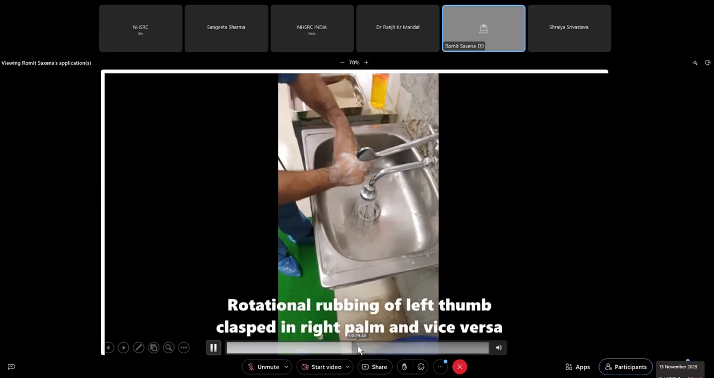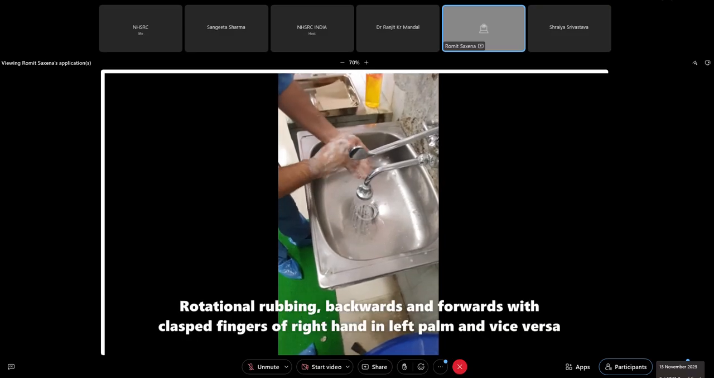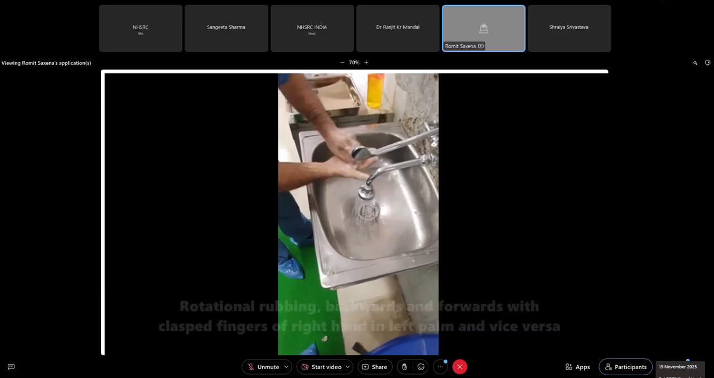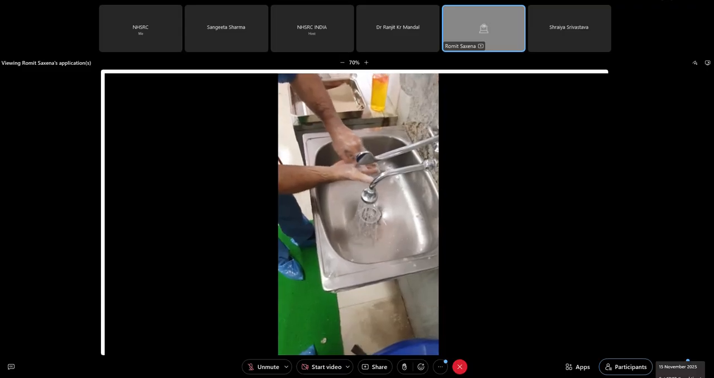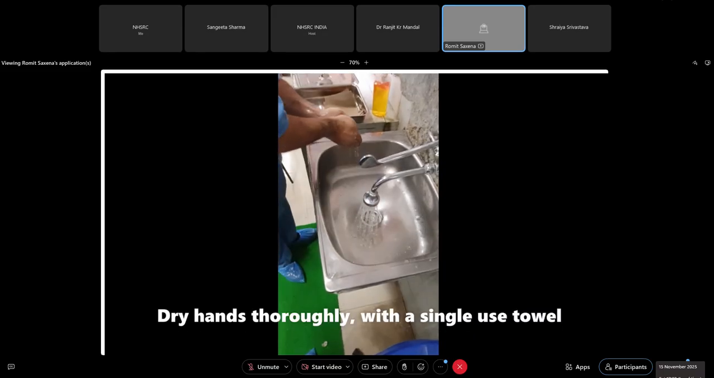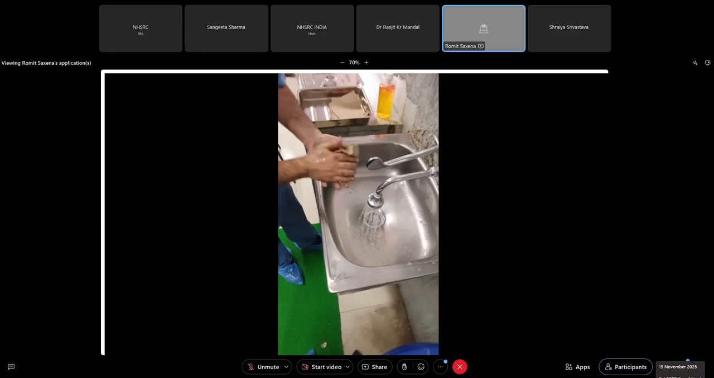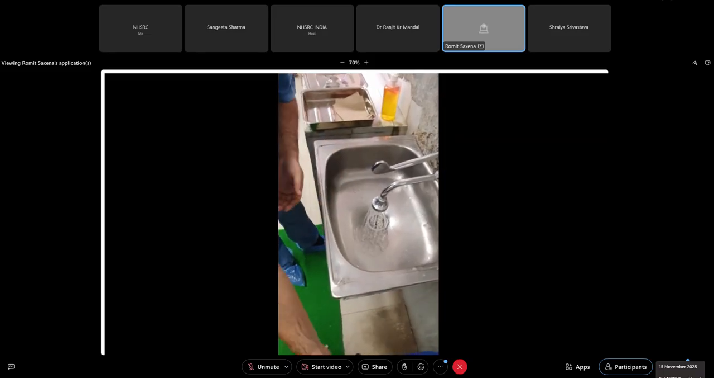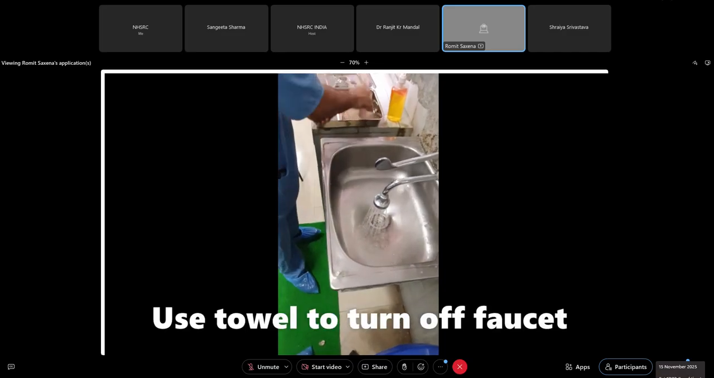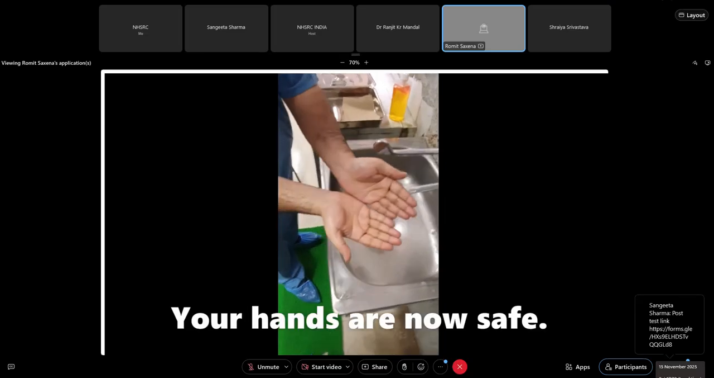So ensure you clean your thumbs by rotational movements, rotational rubbing, and hand washing. After that, see how he's washing it. At the end, dry, and don't touch the surface again. So remember, this kind of hand washing is often required when you are dealing with droplet infections.